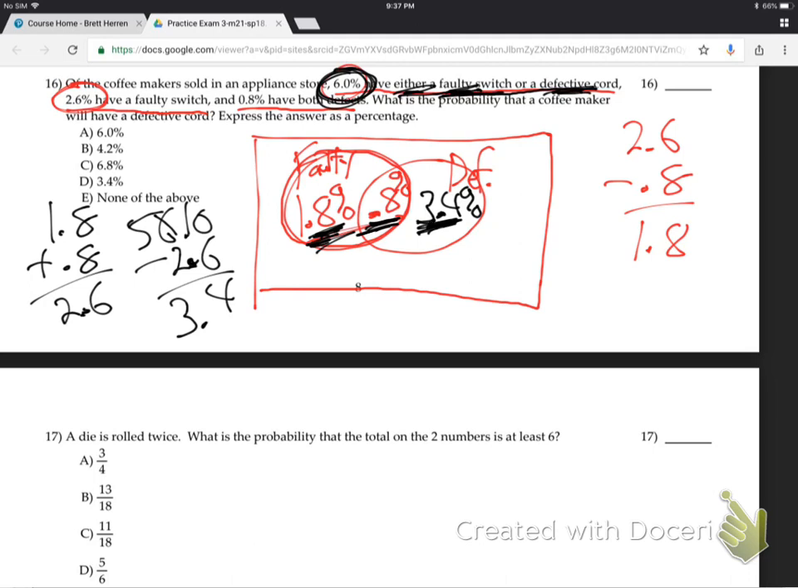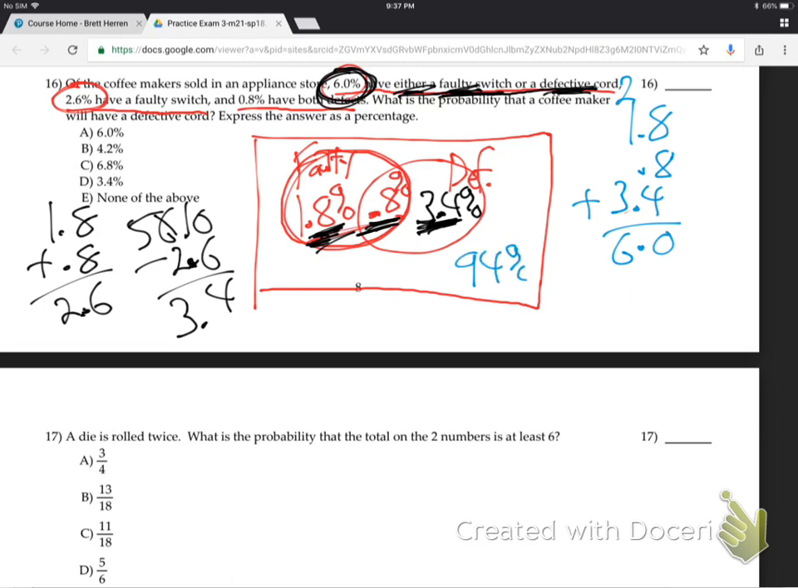Okay, so where does that leave us? Well, if we add up all those on the inside now, we can find the outside. If we add up 1.8, the 0.8, and the 3.4, what are you going to get? Oh, yeah, 6%. So this must be 94% that are out here. Because, yeah, I didn't even need to do that, did I? 6%, that's all those three total, so 94% out there.